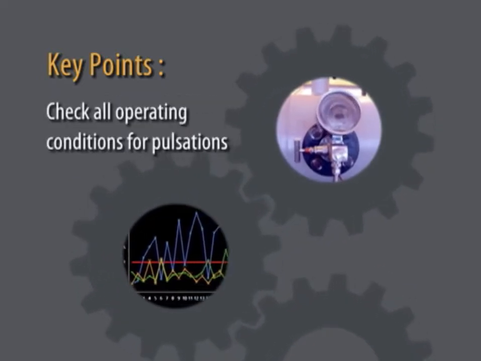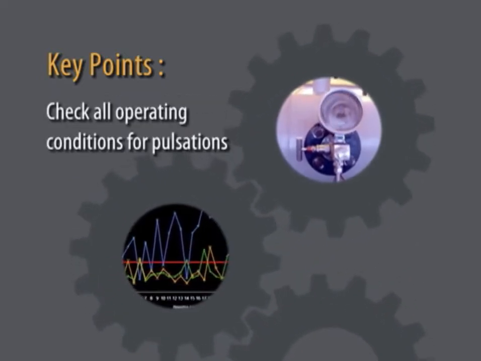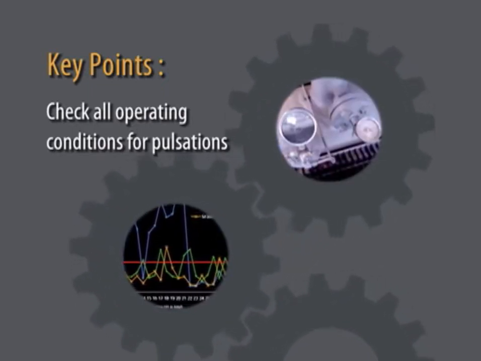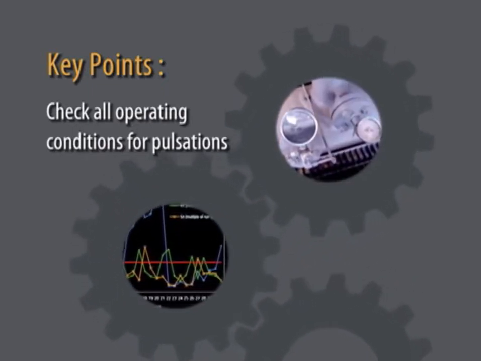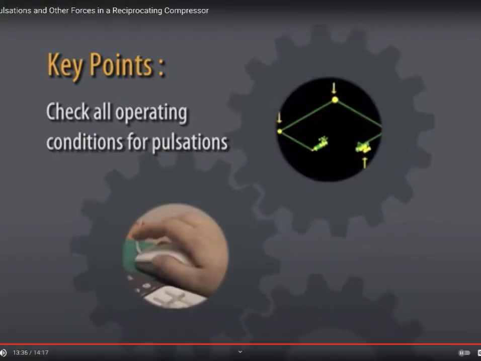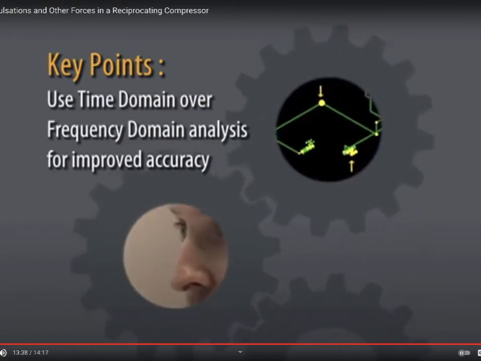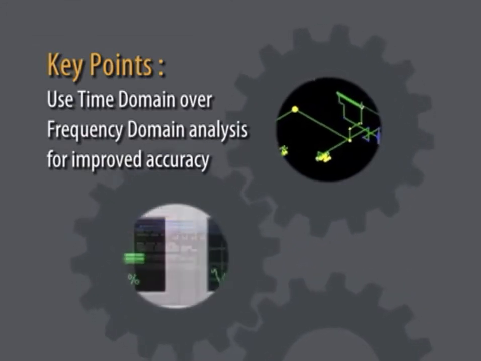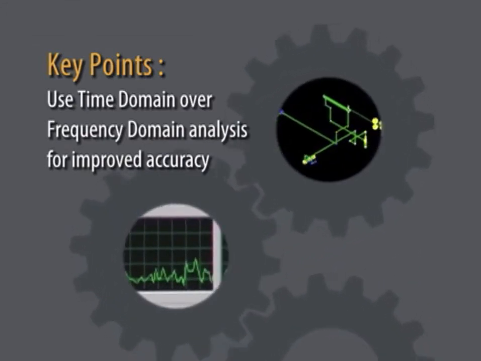When doing a pulsation study, it is important to check all operating conditions for pulsations, including the adequate speed range for fixed and variable speed applications. Time domain modeling techniques should be used for improved accuracy over the older frequency domain approaches.